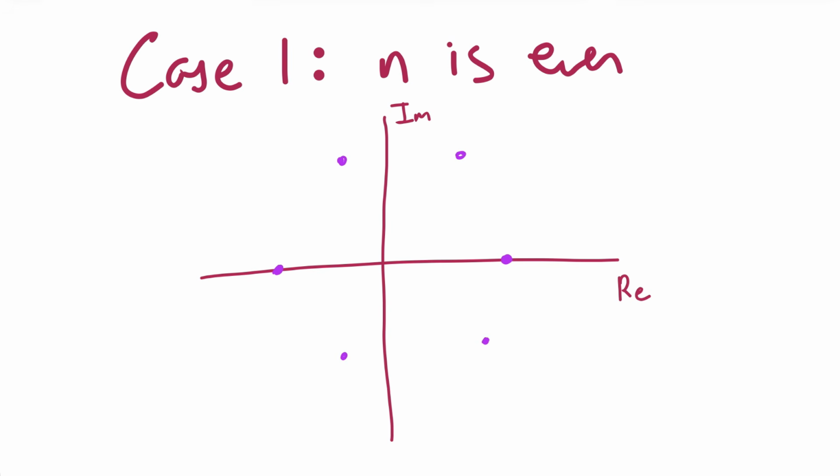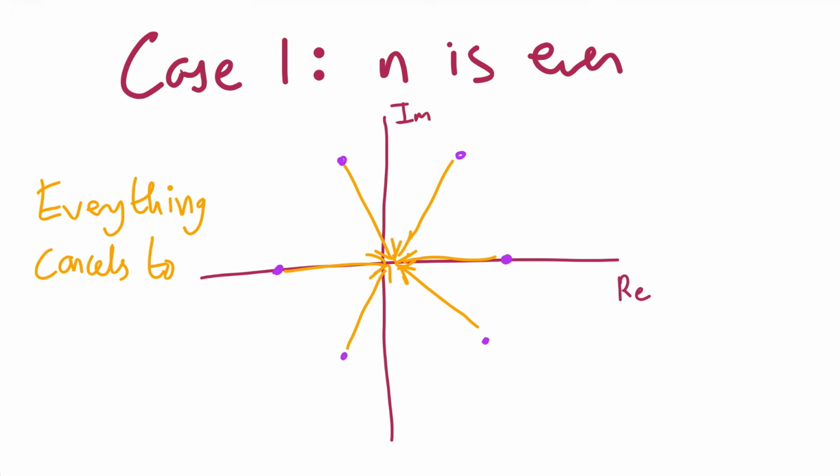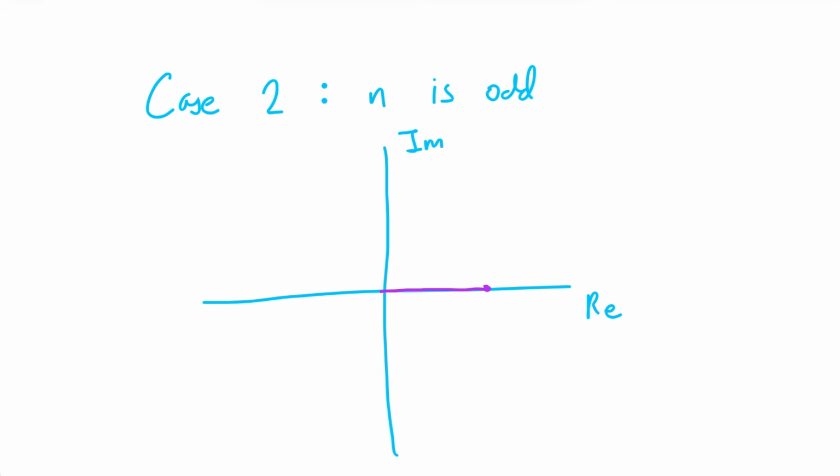I mean, these 2 numbers cancel each other out, these 2 cancel each other, and these last 2 cancel each other, and boom, we're just at 0. But for the odd case, it's a little less clear how this works. Now again, we're going to appeal to geometry and think of these 5 roots as vectors.